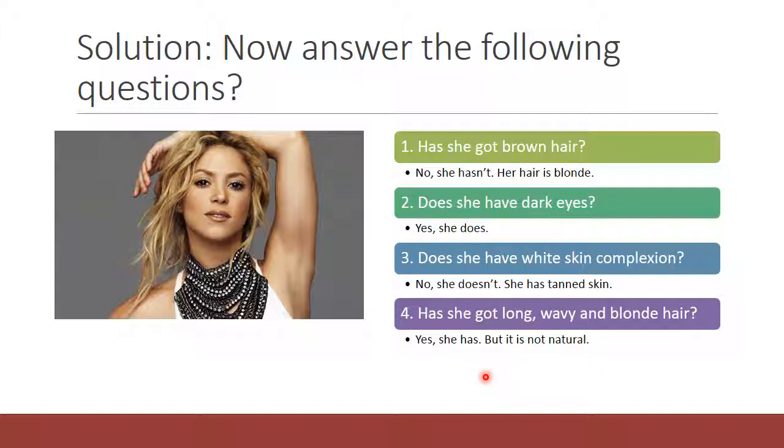Okay, don't forget that this is an exam question. How to notice the difference between has got, have, and has. So you can watch this video as many times as you need in order to be clear with this difference.